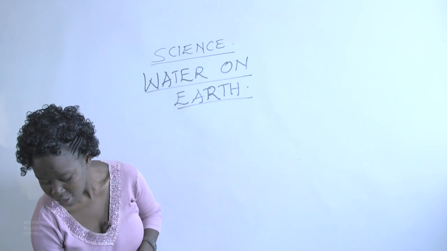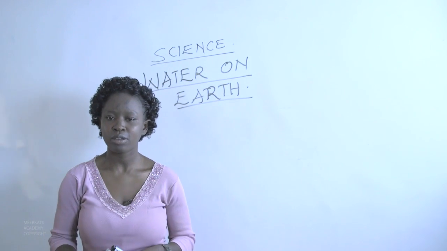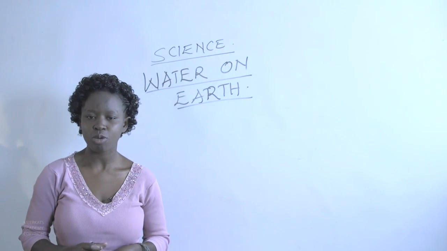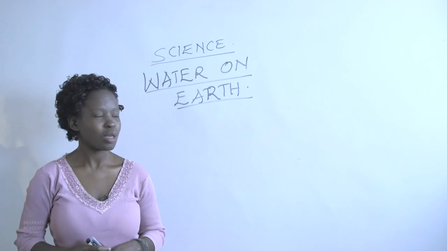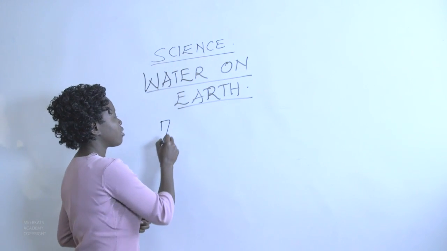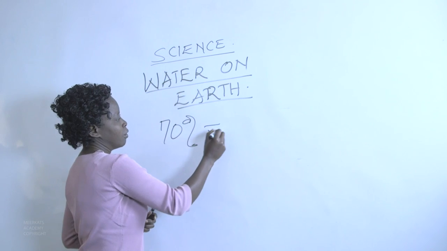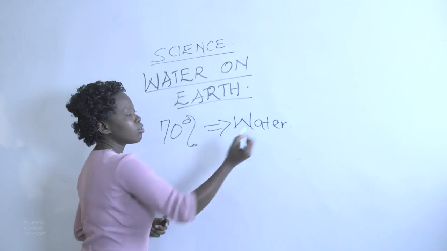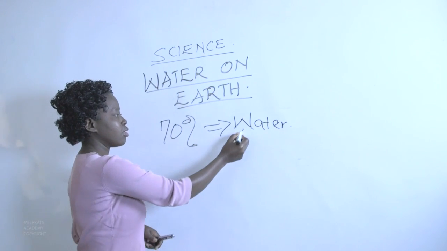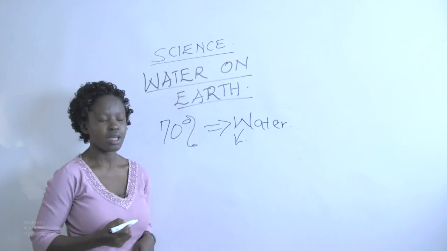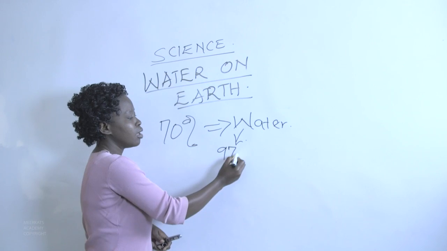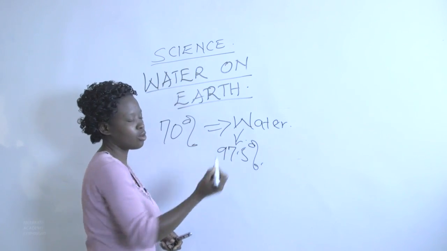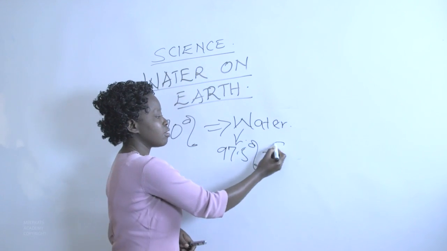Then almost 97.5% of this water on the Earth's surface. We are talking about 70% of the Earth's surface being covered by water. But this water that is available on the Earth's surface, 97.5% of it is salty.